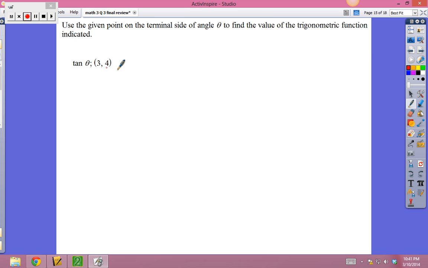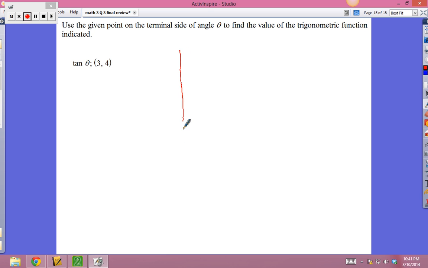Okay, same thing. Now you got to draw your own picture. They want the tangent of (3, 4). Tangent is actually opposite over adjacent. I mean, check this out. Opposite, that's the height. That's my y. And adjacent is your horizontal. That's your x. So this is your x and this is your y. So the tangent I know is just going to be 4 over 3. I don't even need to draw a picture.